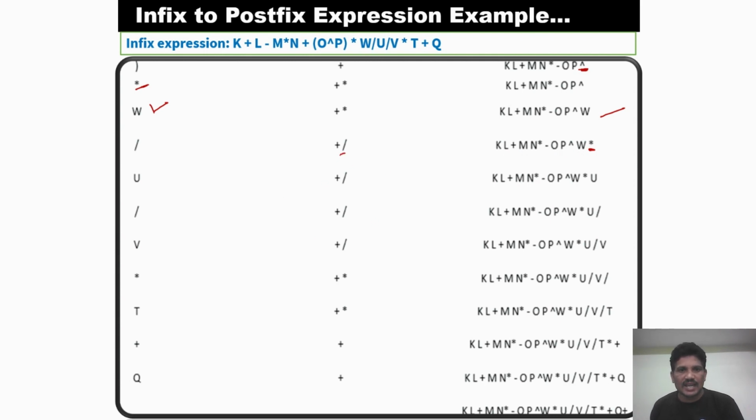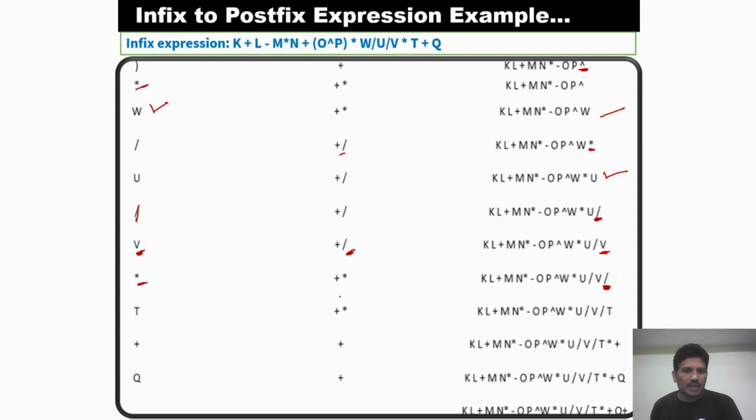Then after that, the plus and division operators are there in the stack. Then u is an operand, directly we can add it to the postfix expression. Here we got the division operator. The division operator is already in the stack. Both are equal, that's why the division operator can be popped from the stack, then we add it in the postfix expression. Then v is an operand, directly we add it into the postfix expression. Then the multiplication operator. The multiplication operator and division operator have the same precedence. That's why the division operator can be popped from the stack, then we add it into the postfix expression.